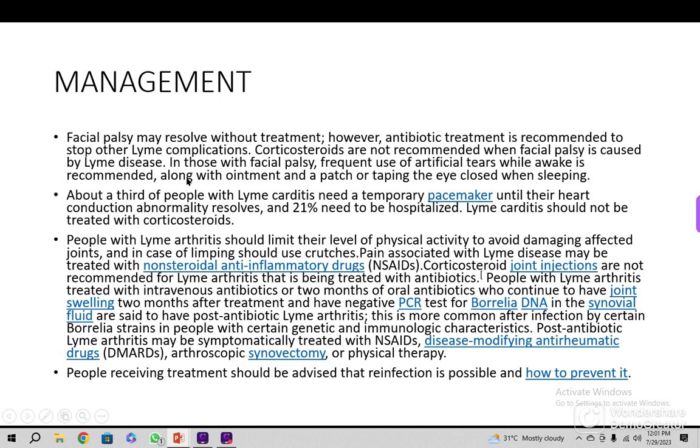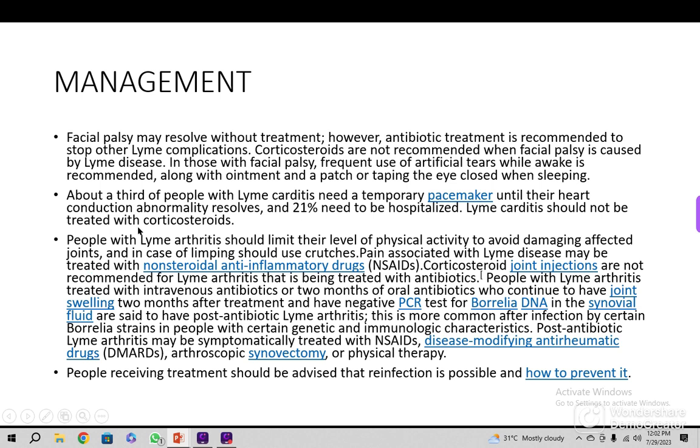You can manage it without treatment in the times after 7 to 10 days. Be careful of the eyes and be careful of the swelling. That is all you can manage like this. The people who have Lyme carditis, if they have first degree, second degree block, Mobitz 2 or third degree block, a temporary pacemaker will be placed and the congestive cardiac failure should be managed accordingly.